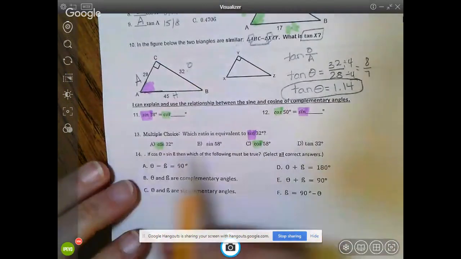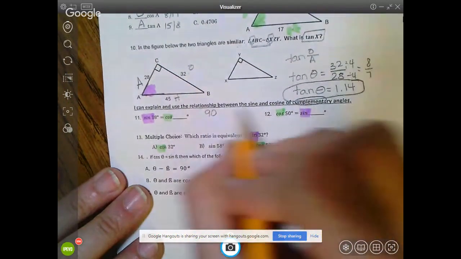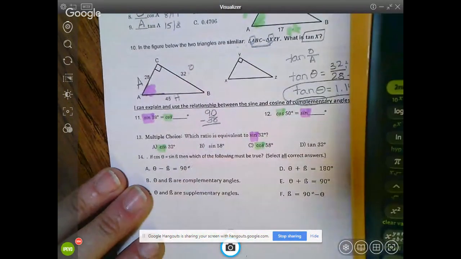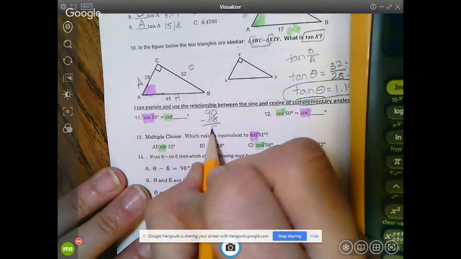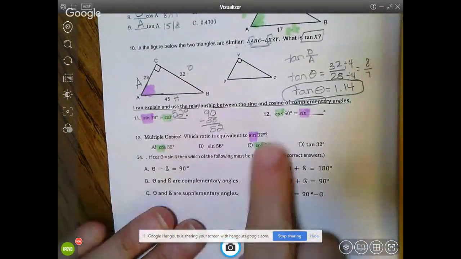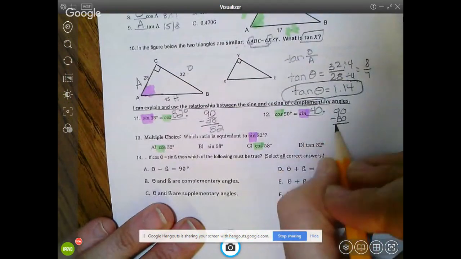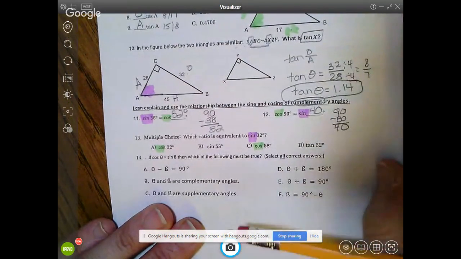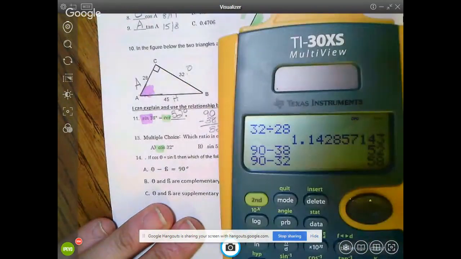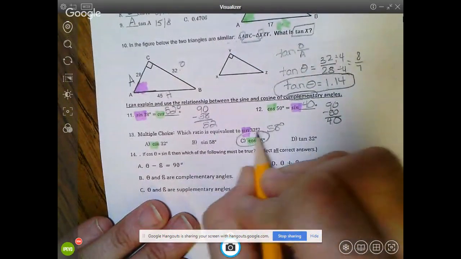So it's always going to be cosine. We don't have it yet. The next thing you need to do is find the complementary part. So 90 minus 38 on the calculator is 52. So this is going to be 52 degrees. Here's our cos, 90 minus 50. This is going to be 40. Here we have 32. 90 minus 32 gives you 58. So it's going to be choice C.